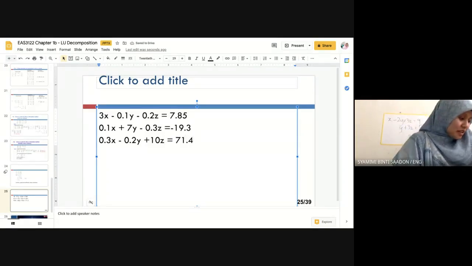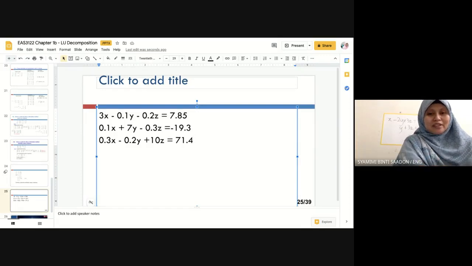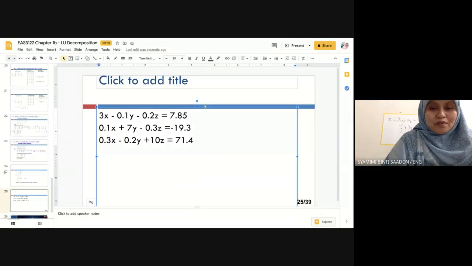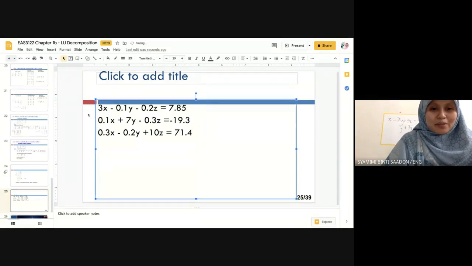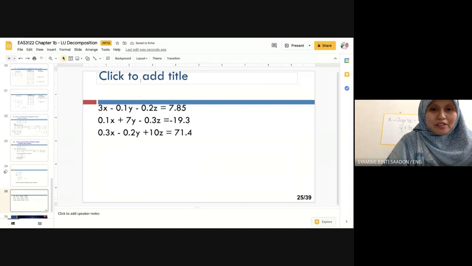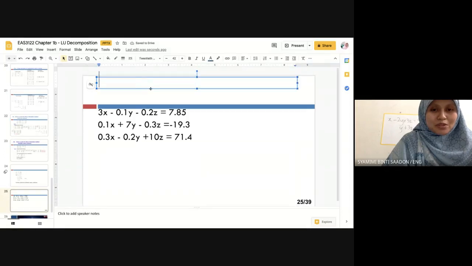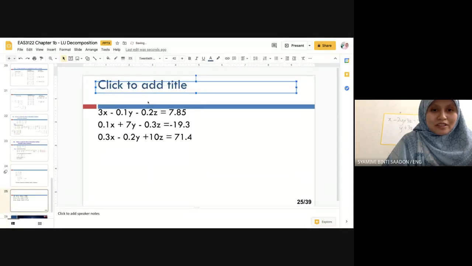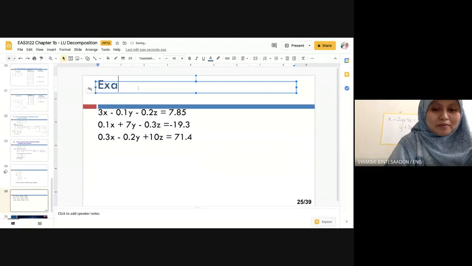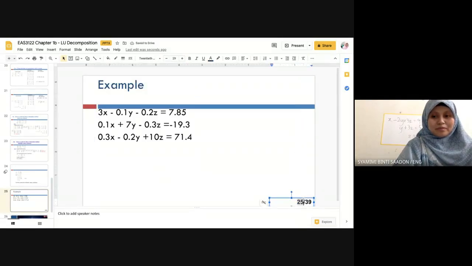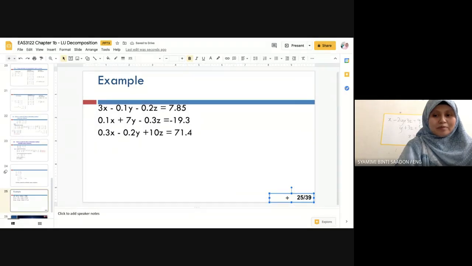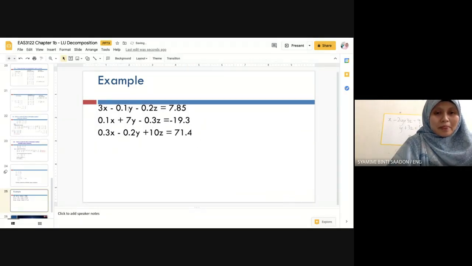Okay. So by using Gauss elimination, try to solve this linear algebra equation. Try to do this one. Let me put an example.